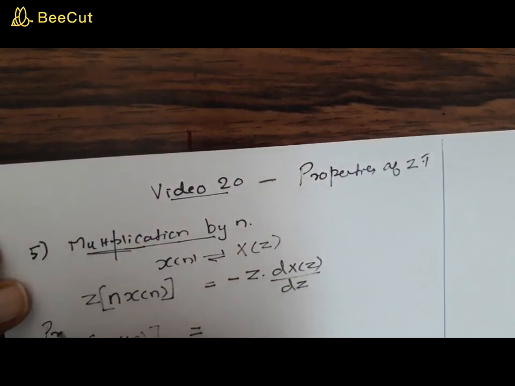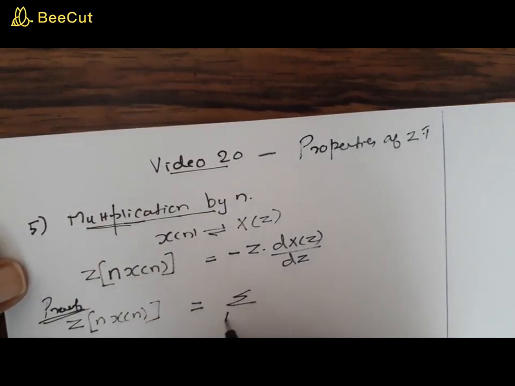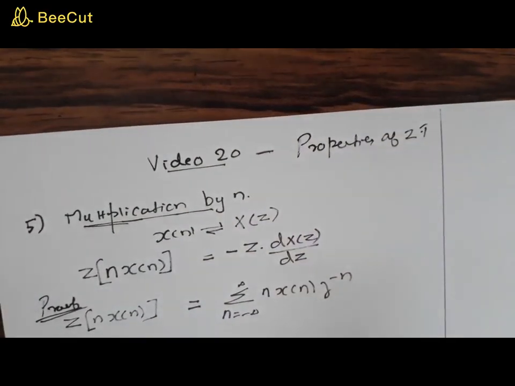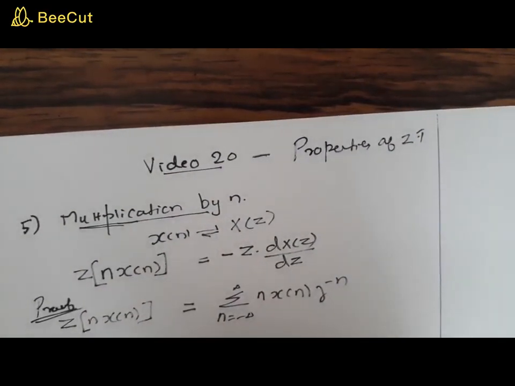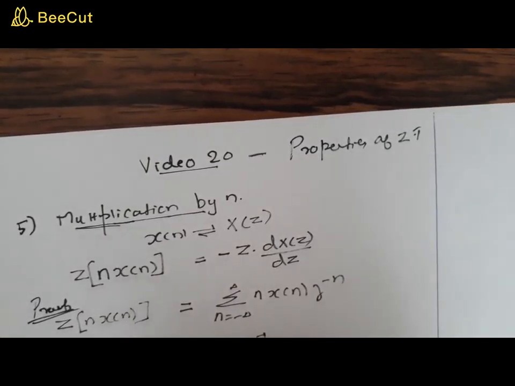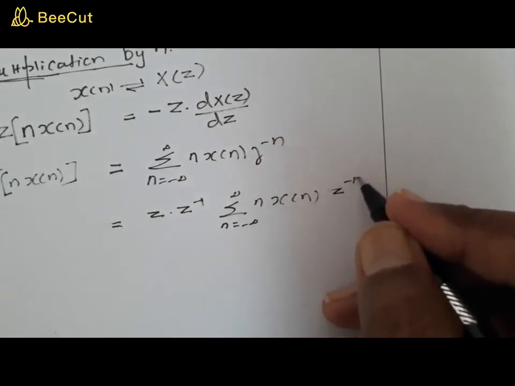So start from the basic expression. You can write this as the sum from n equals minus infinity to plus infinity of n into x of n z raised to minus n. Now I am simply multiplying and dividing by z, that is z into z raised to minus 1, which is actually equal to 1. So z into z raised to minus 1 is equivalent to z by z, into the sum from n equals minus infinity to plus infinity of n into x of n z raised to minus n.